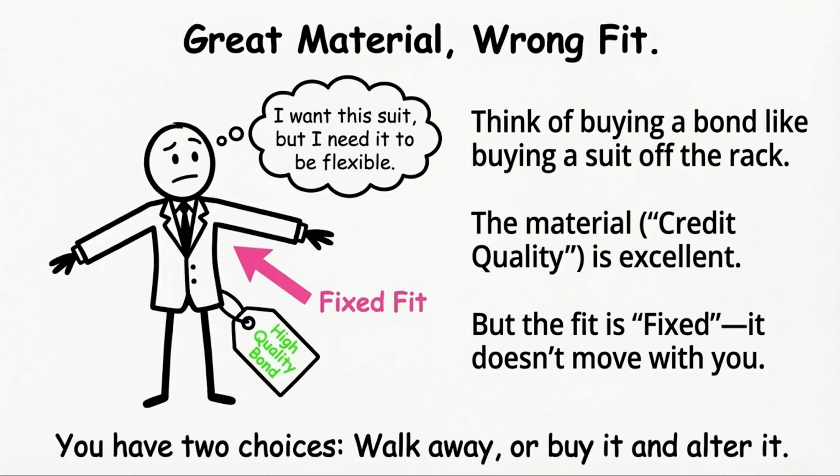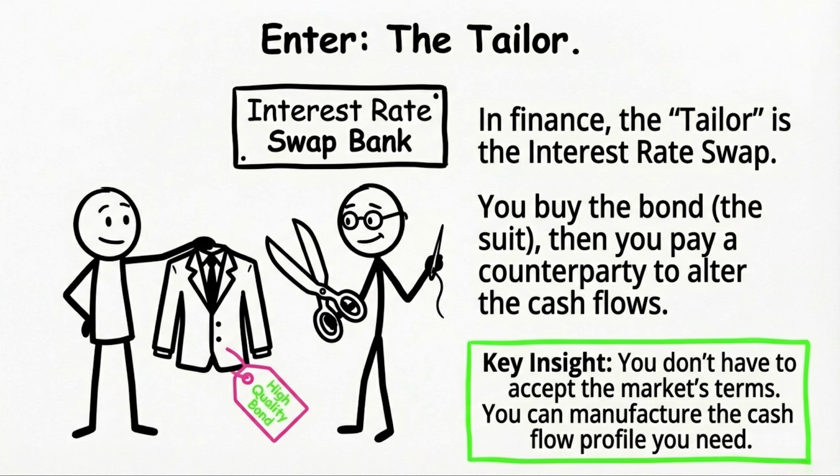Let's dive in. The tailored suit analogy. First, let's strip away the jargon. What exactly is an asset swap? Imagine you want to buy a suit. You go to a department store, and you see a suit on the rack. It's made of high-quality material. Let's call this material credit quality, but the fit is wrong. It's a fixed fit, but you want something flexible that moves with you. You have two choices. You don't buy the suit. You buy the suit, and then you immediately take it to a tailor to alter it. In finance, an asset swap is that trip to the tailor.